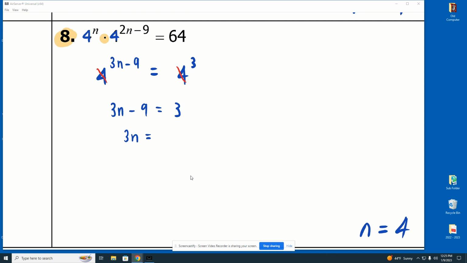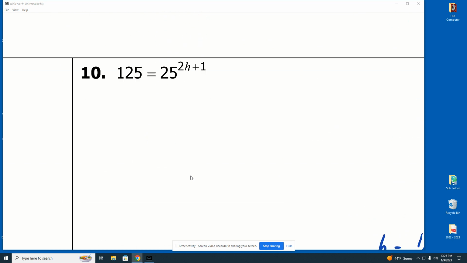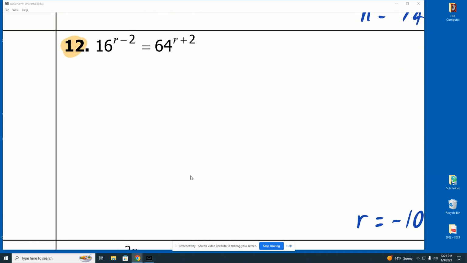Add that 9, right? 3 plus 9 is 12. And then divide by 3, so n equals 4. Okay? And that's it for number 8. Let's move along to number 12.